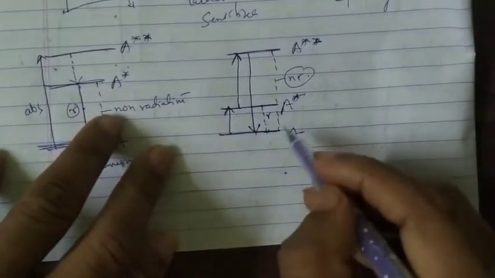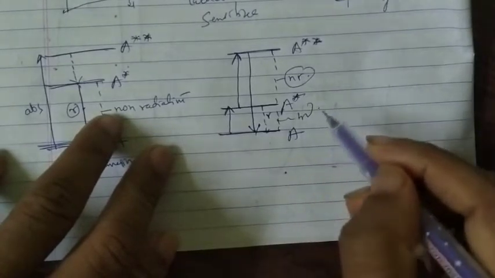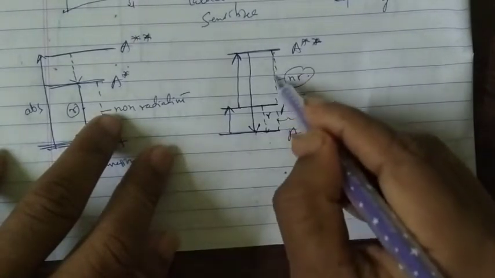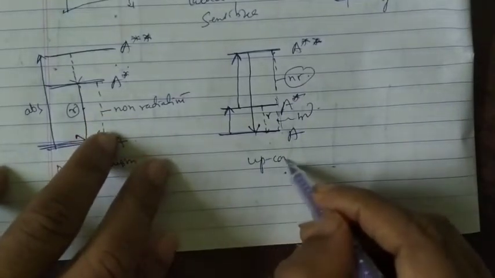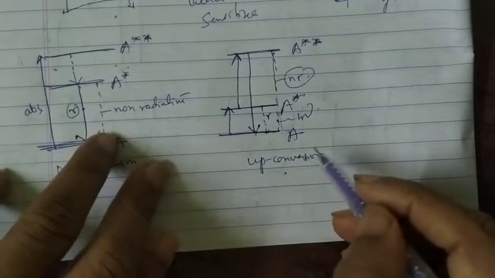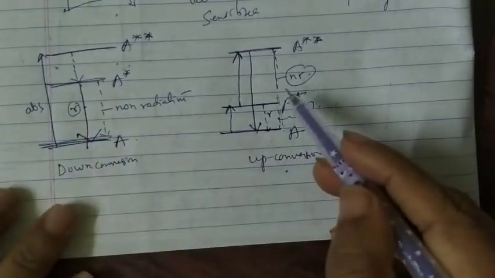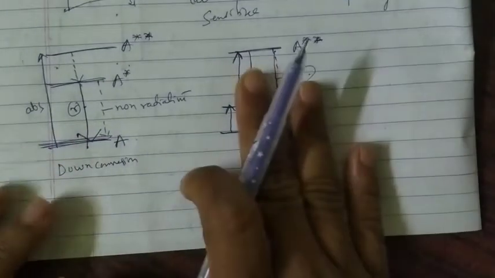So here it is h nu, emitted light. Emit h nu, emission light. So this is called up conversion. Okay, so this is down conversion, and this is up conversion. So how does this work here?